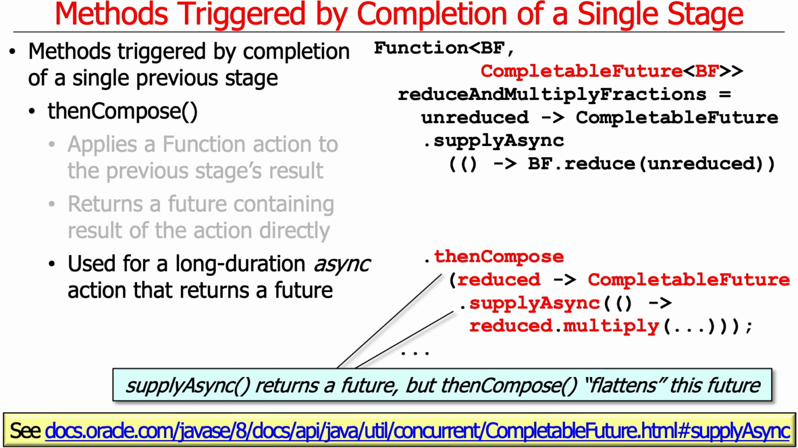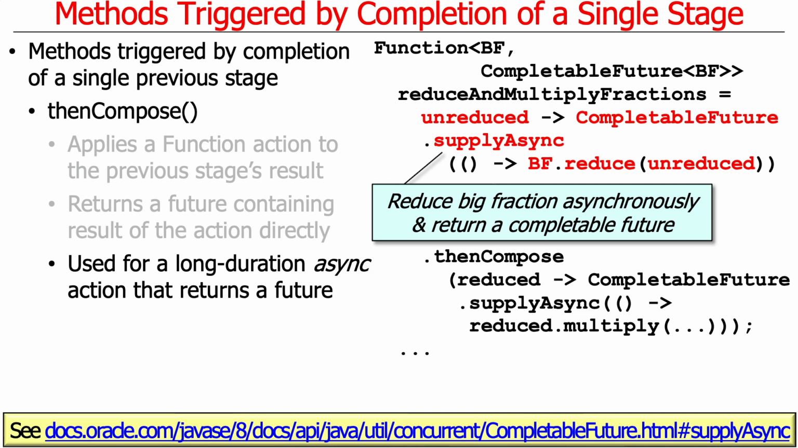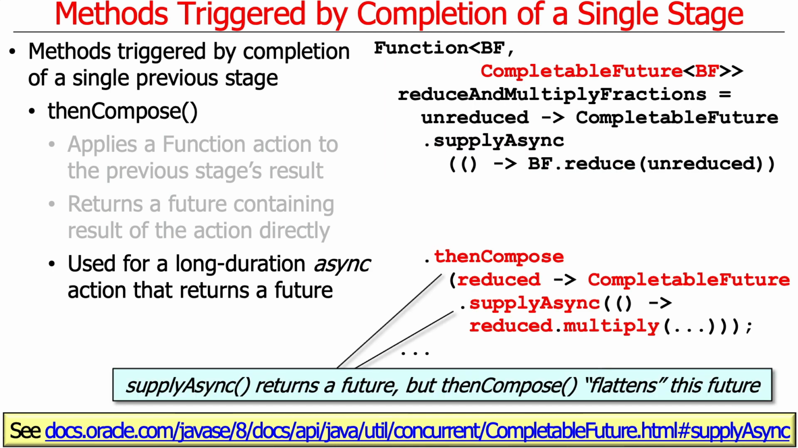Here's what we're going to do now. We're going to use thenCompose, and notice how these are chained together: supplyAsync followed by thenCompose. When we finish reducing the BigFraction in the background, then we're going to take that reduced BigFraction and asynchronously multiply it in the background. Because that could also take a while, we're going to run that asynchronously as well. So the first call up here runs asynchronously. When that completes, we then run another call asynchronously.